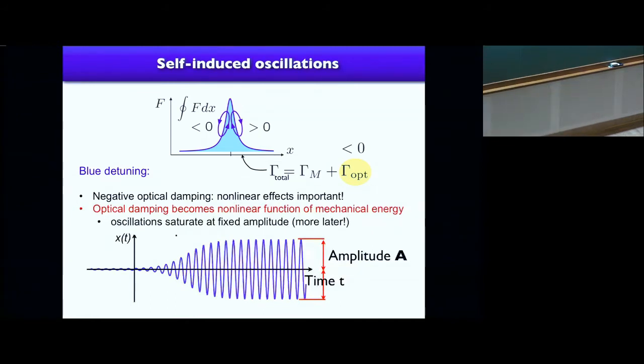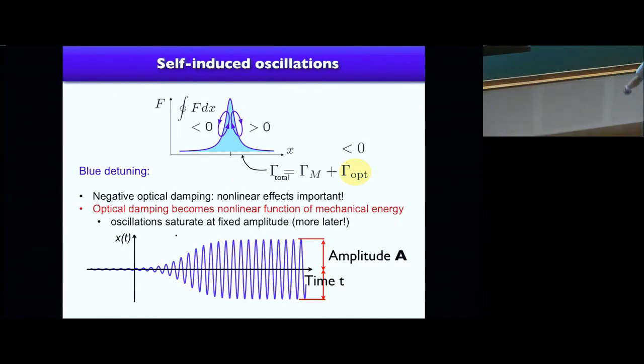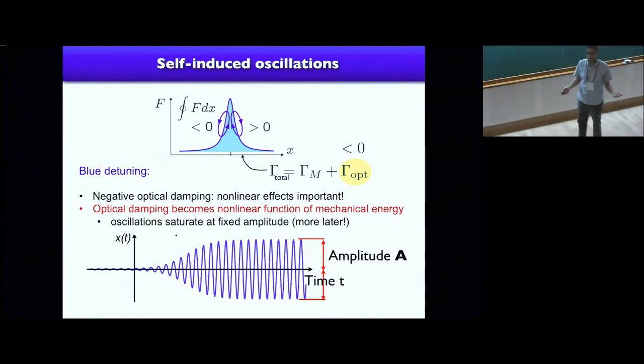What is actually going to happen? Your mechanical motion is going to start to grow exponentially in time. That's what negative damping is, an exponential growth of amplitude with time. So what does that mean? At some point, the mechanical amplitude starts to get really, really large, and all of this linearization stuff doesn't work anymore. So even if you start with an intrinsically weak coupling, if the mechanics is moving enough, it's going to have a dramatic effect on what's going on in the cavity.